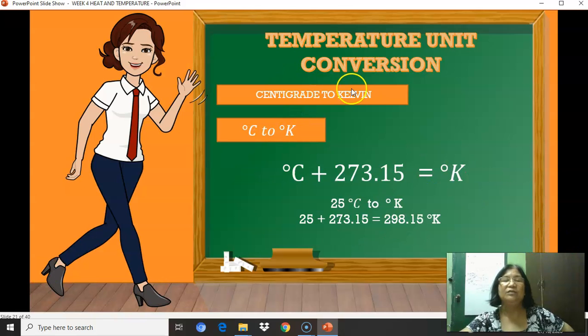And another conversion, centigrade to Kelvin, C to K, whatever given Celsius or centigrade, you just add 273.15 and then you will be getting the Kelvin result. So for example, the given centigrade or Celsius is 25. So 25 plus 273.15 is 298.15 degrees Kelvin. I hope you get it right. And if you want to be effective in converting these units, you need to practice more during your spare time.